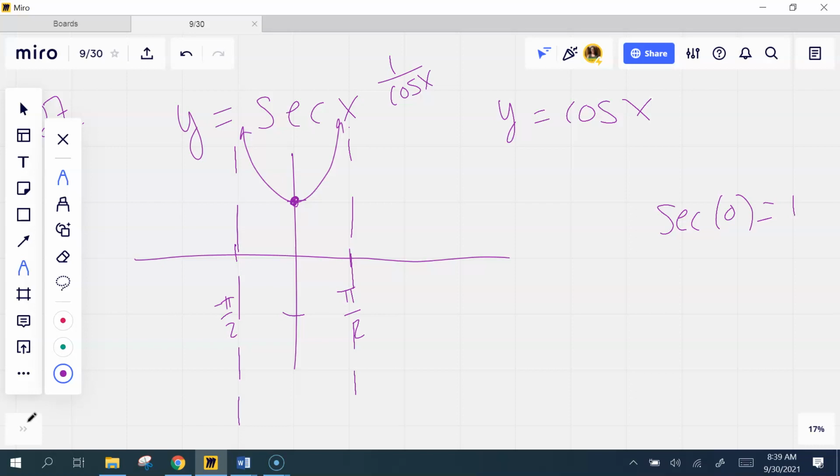I know what secant looks like. Look at your graph and your unit circle. As you move from 0 to pi over 2, is the cosine value getting bigger or smaller? It's getting smaller. If it's getting smaller but it's on the bottom of a fraction, then the whole thing is getting bigger. If this gets small and you flip, then it's really getting big. So that's why it's going up towards infinity here.